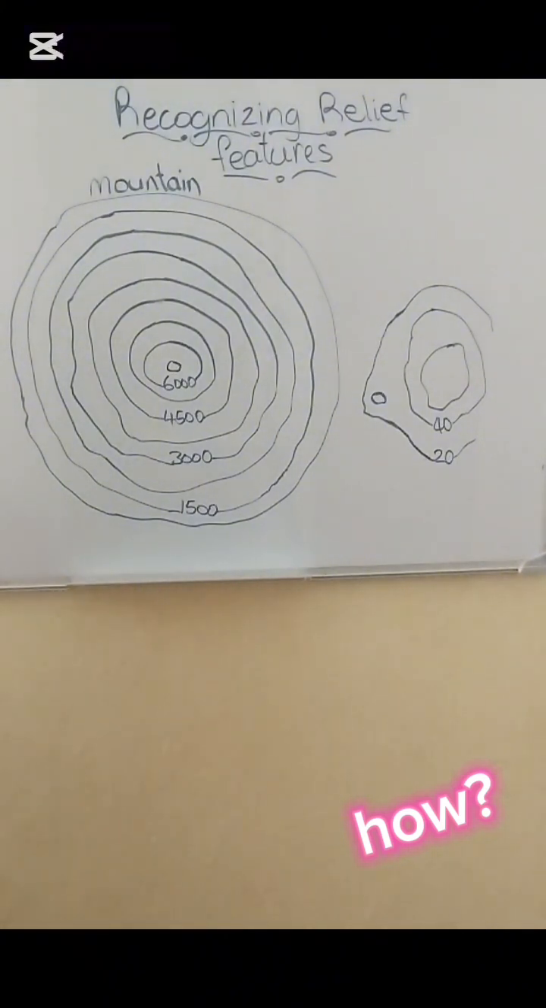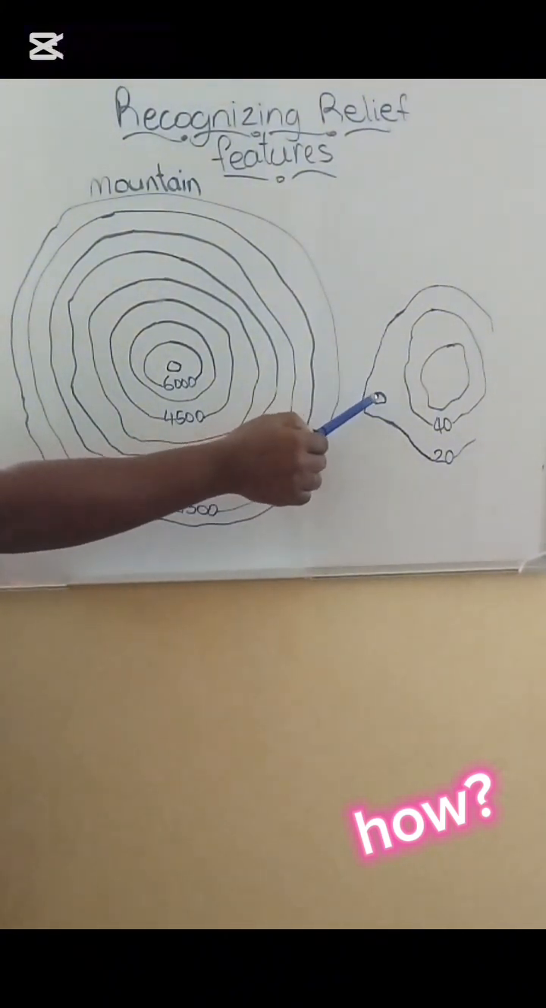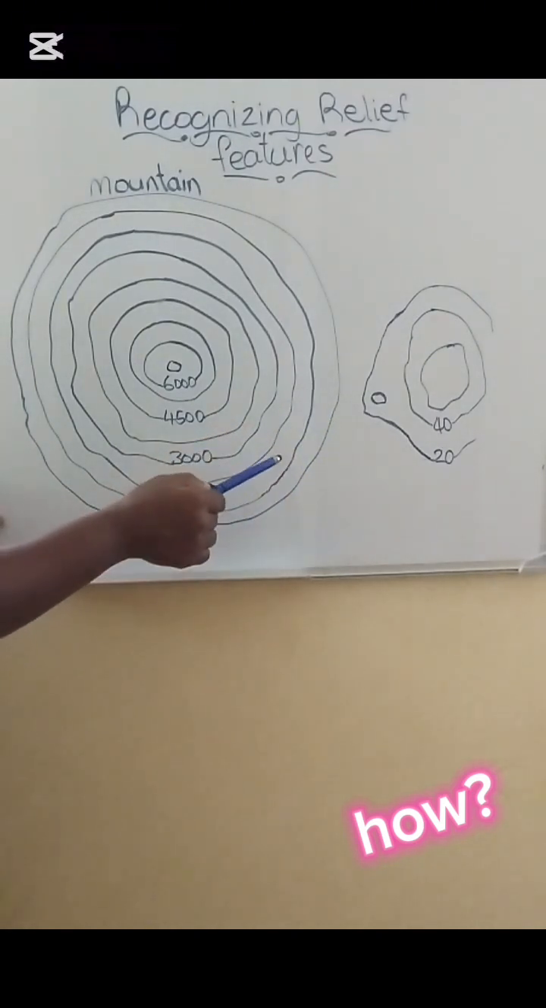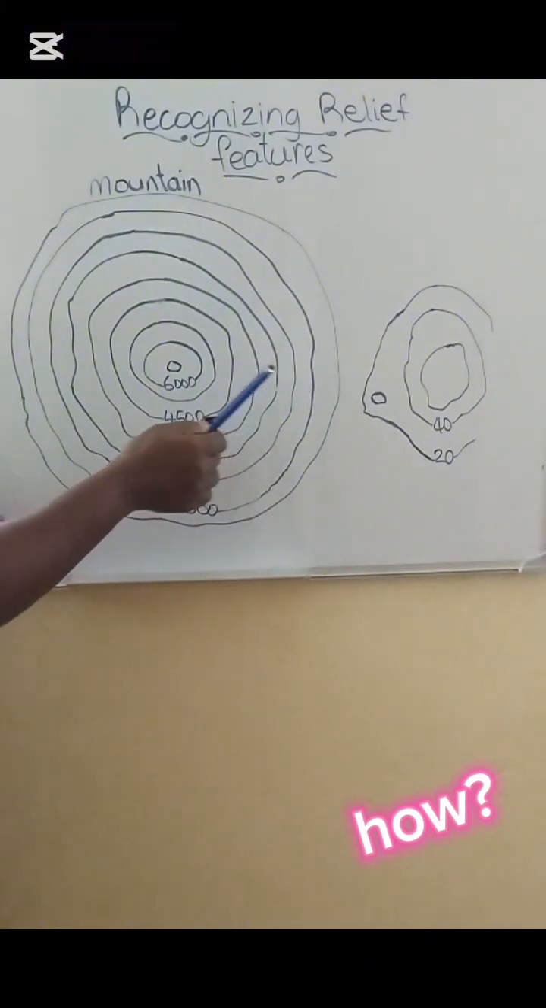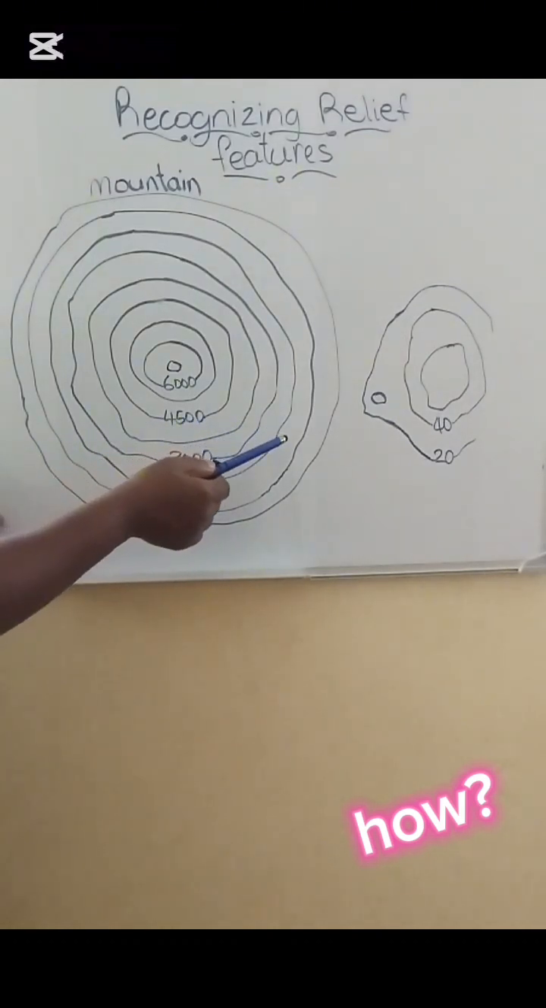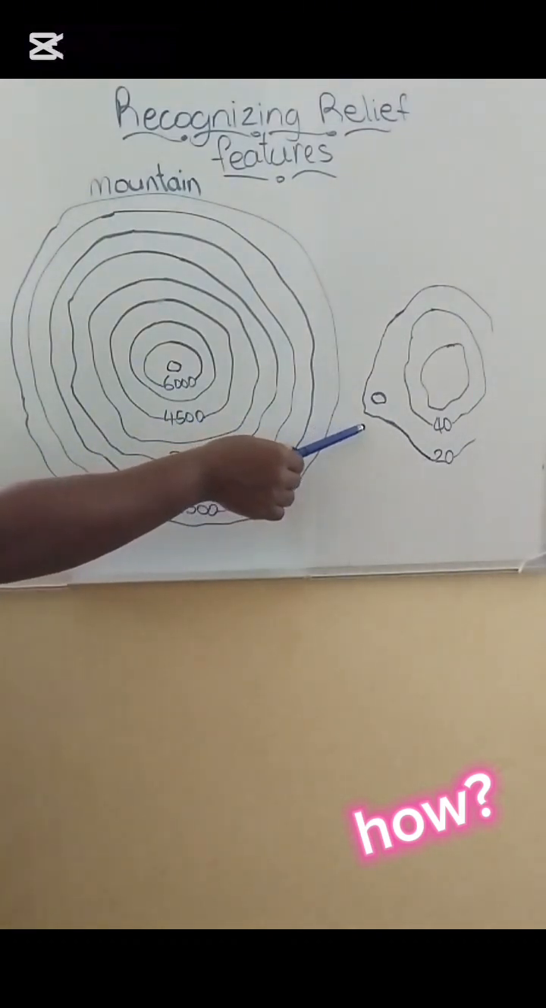Now taking a look at that feature, notice it doesn't look regular. It's not showing elongated. It's not showing oval. It's not showing circular. It is looking, as I said, quite irregular.